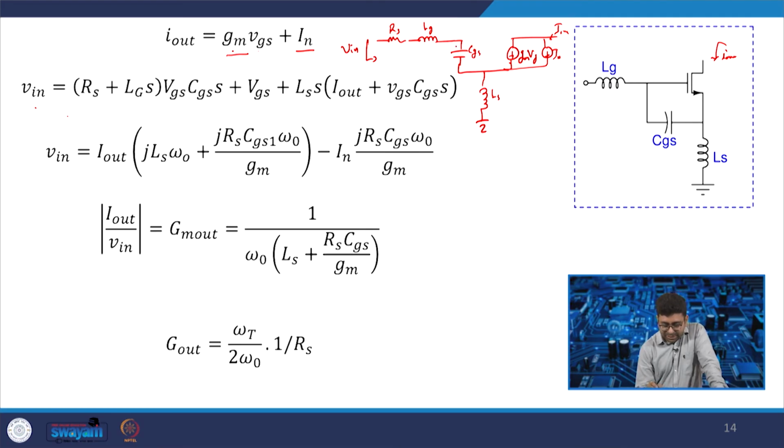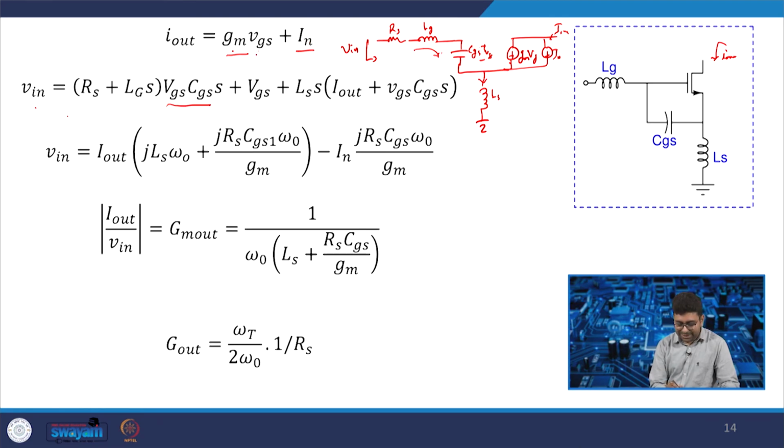The current through this is nothing but Vgs times 1 by S CGS, so that will be Vgs into S CGS. This is the current that will flow, plus this voltage Vgs plus the voltage drop across this Ls. Now, Ls will get two currents, I out and Vgs into CGS into S. So, this current is the current which is flowing here, and the current that is flowing from here will be added. Vgs. Now, we already have I out equal to Gm Vgs plus In.